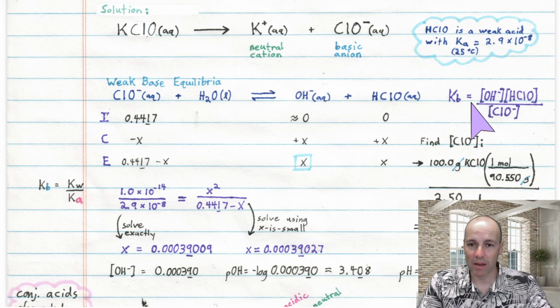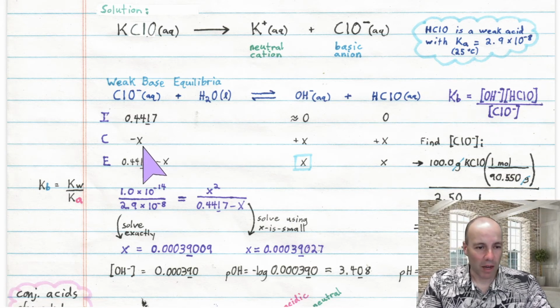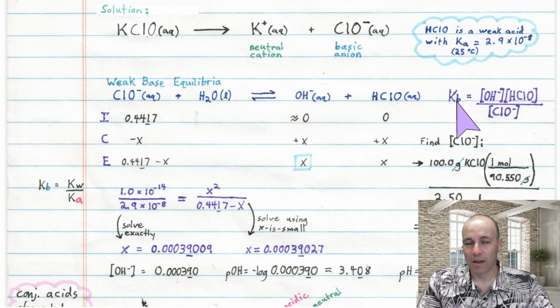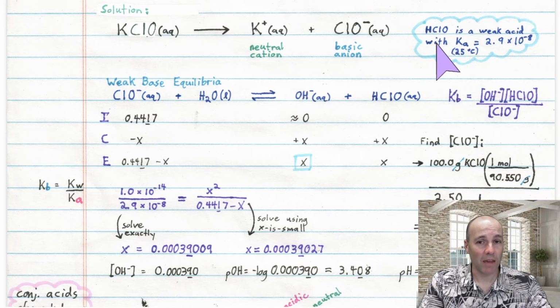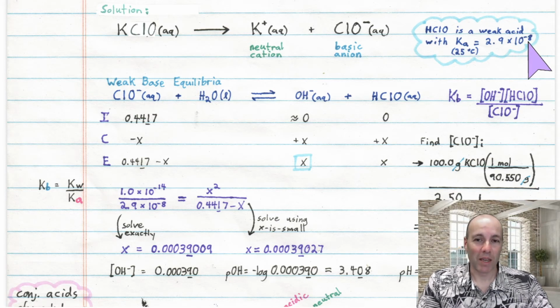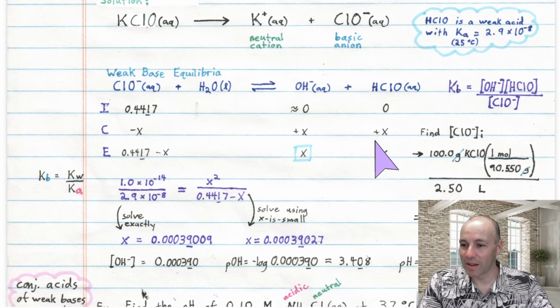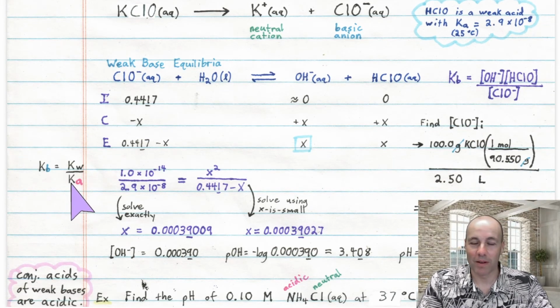It's Kb equals the product concentrations over the reactant concentration. And so that's your Kb expression. The concentrations are plugged in over here. And the Kb for hypochlorite, since this is a conjugate base anion, you can't find it in the appendix. But you can find the Ka of its conjugate, and that's 2.9 times 10 to the minus 8. So remember, we can solve for Kb using this equation over here. Kb is Kw over Ka.